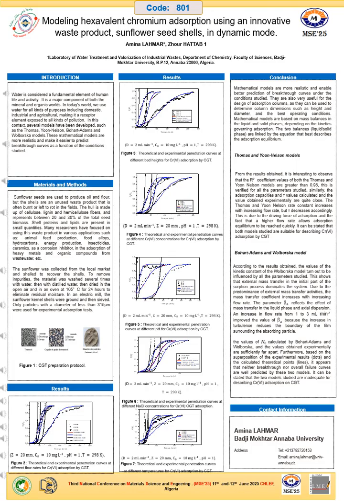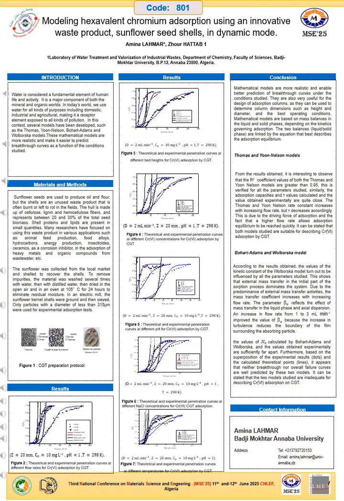Under conditions of bed height 20 mm, pH equal to 1, temperature of 298 Kelvin and hexavalent chromium concentration equal to 10 ppm. Figure 3 represents theoretical and experimental breakthrough curves at different bed heights for hexavalent chromium adsorption by sunflower seed shells, under conditions of pH equal to 1, temperature of 298 Kelvin, hexavalent chromium concentration equal to 10 ppm and flow rate of 2 ml per minute.